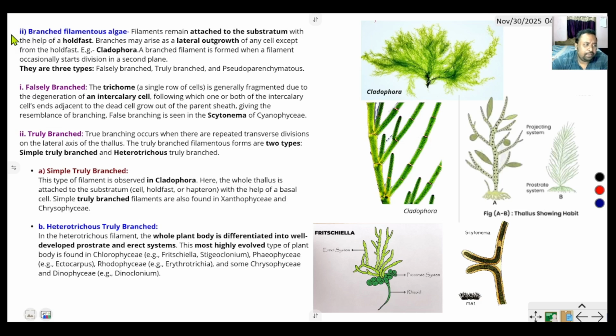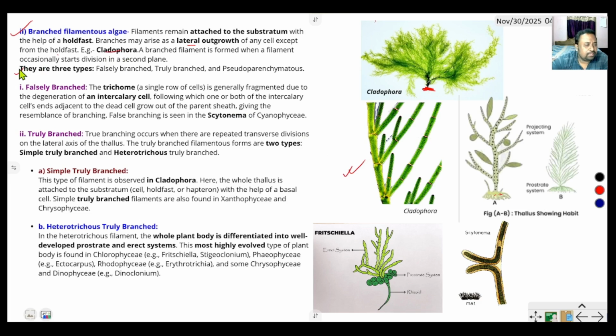Next, branched filamentous algae. These algae are branching algae. Here the cell division occurs in different planes, so branching occurs. It is attached to the holdfast. This is the holdfast. A branch may arise from lateral growth of any cell except the holdfast. Only the holdfast cells do not branch or divide, but the remaining cells are branched. Example, Cladophora. This is the example.